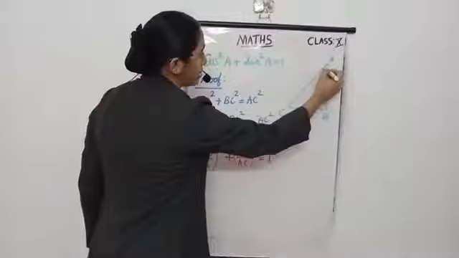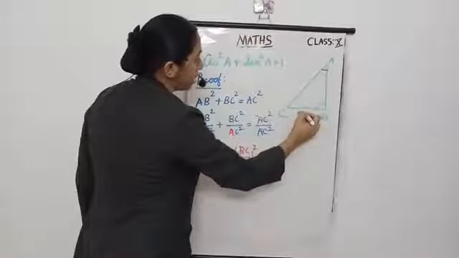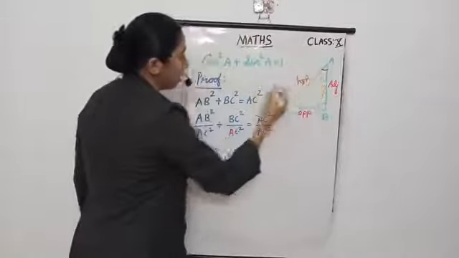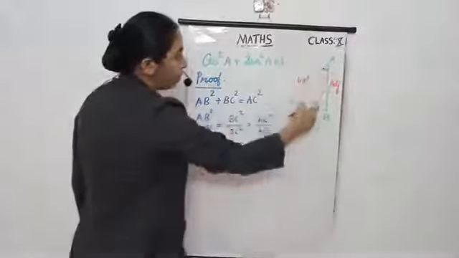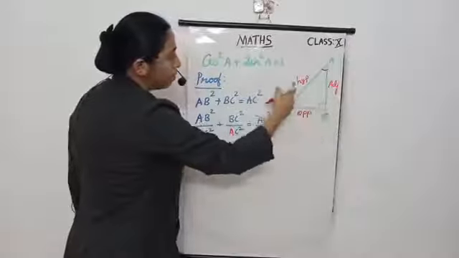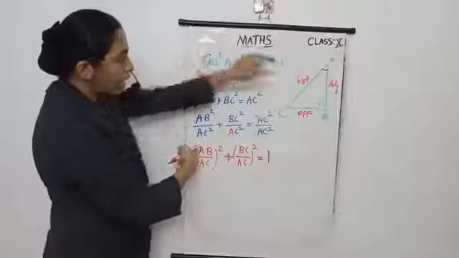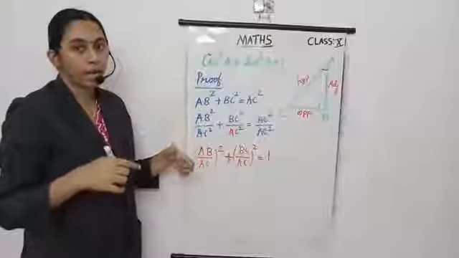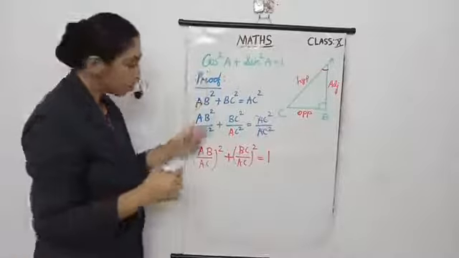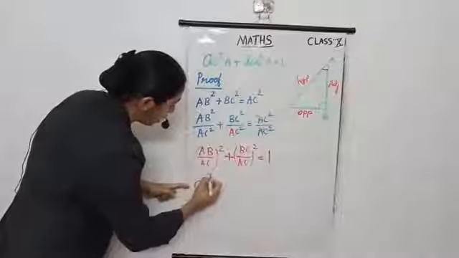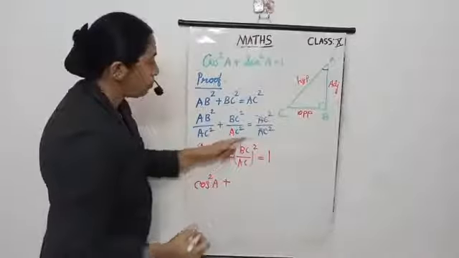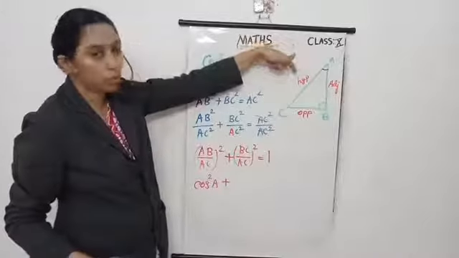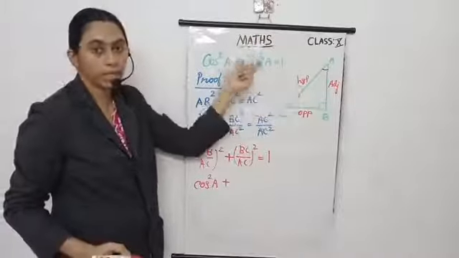Now take angle A. Angle A's opposite side is this one, this is the adjacent side and this is the hypotenuse. Now AB by AC: AB means adjacent, AC is the hypotenuse. Adjacent by hypotenuse is cos, isn't it? So this can be written like cos square A plus, now BC by AC. BC is opposite and AC is hypotenuse. Opposite by hypotenuse is sin A.